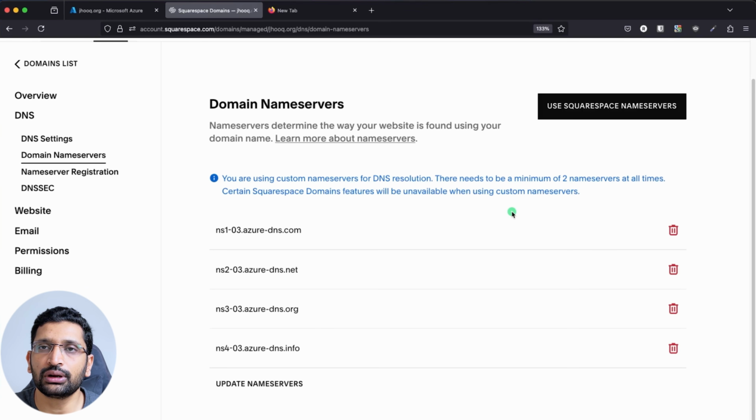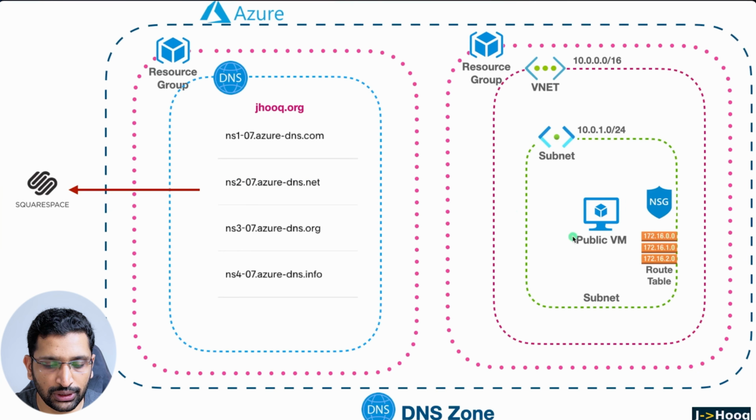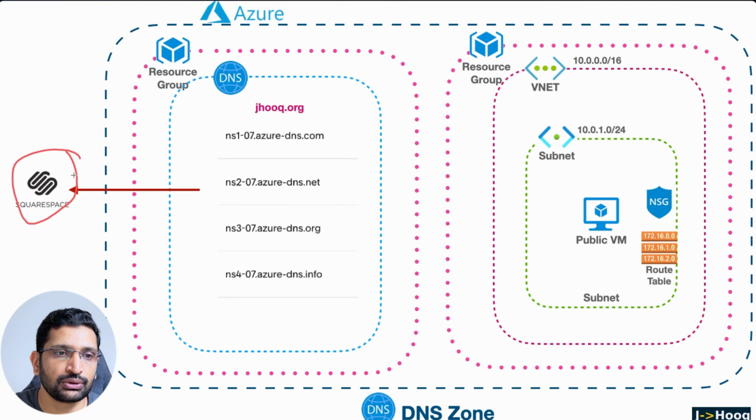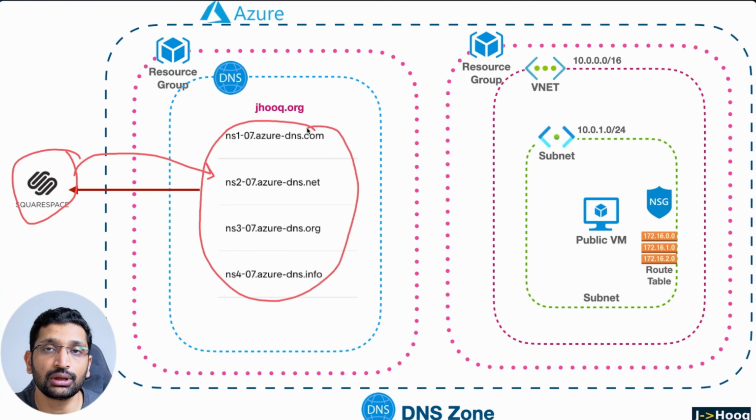Now we have configured our domain name server. So let me show you our diagram over here. Now we have done this part. We have updated Squarespace with these name server settings. These are just dummy values, but I have shown you the actual value of our DNS zone, which has been updated. Now I already have this virtual machine which is up and running.